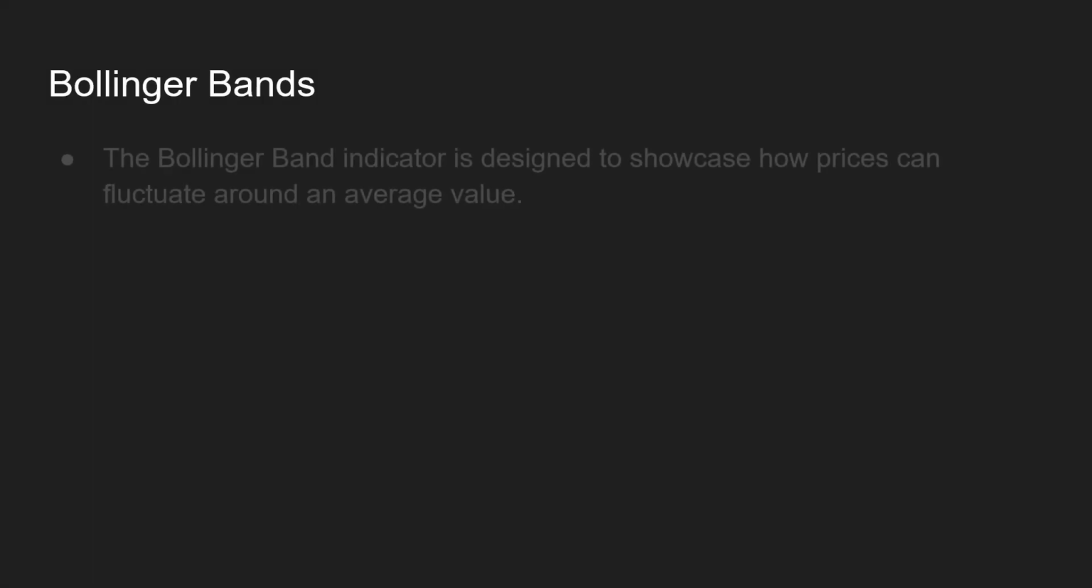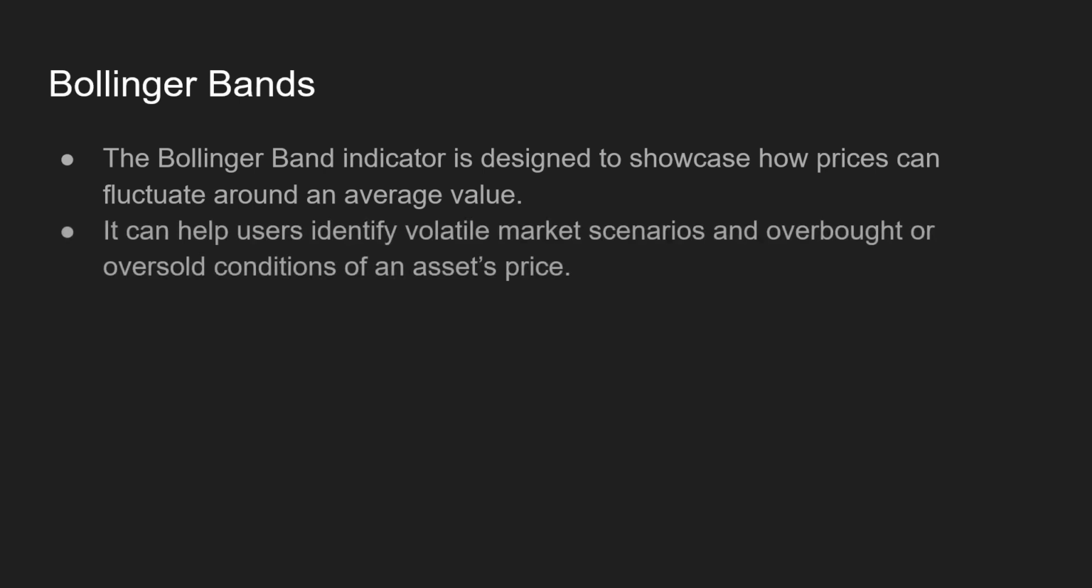Next up, let's talk about Bollinger Bands. The Bollinger Band indicator is designed to showcase how prices can fluctuate around an average value. It can help users identify volatile market scenarios and overbought or oversold conditions of an asset's price.